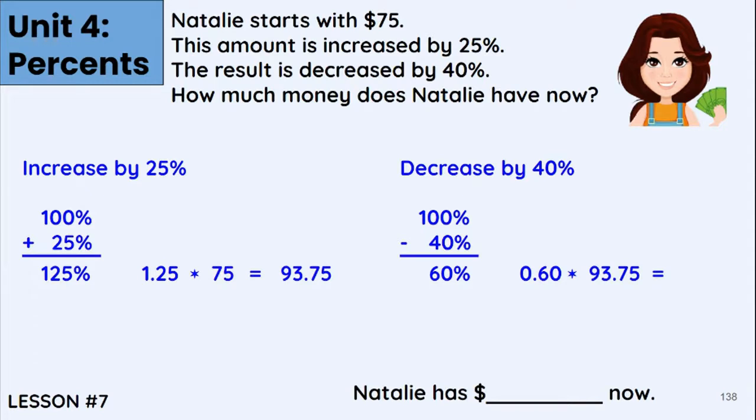All right, you should have found out that the answer is $56.25. So Natalie would have $56.25 now. You have to do this problem in 2 steps or else the answer you get would be incorrect.